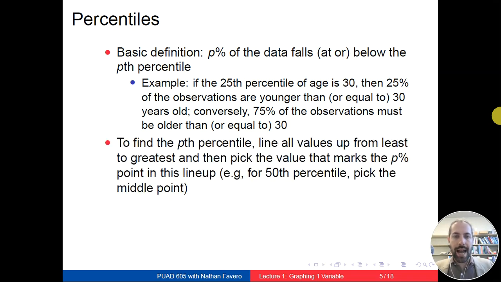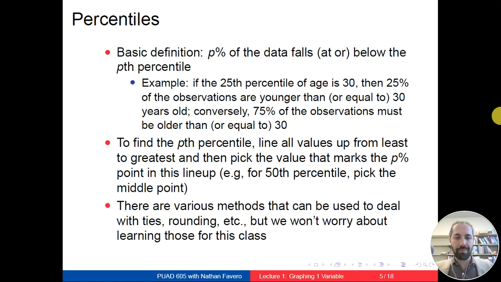So, how do we actually calculate this? Well, usually we can just rely on software to do this. But if we were to do it by hand, to find the pth percentile, we're going to line up all the data in order from least to greatest for that variable, and then pick the value that marks the p% point in that lineup. So, for example, if we're looking at the 50th percentile, we're going to pick the middle observation after we've lined everything up.